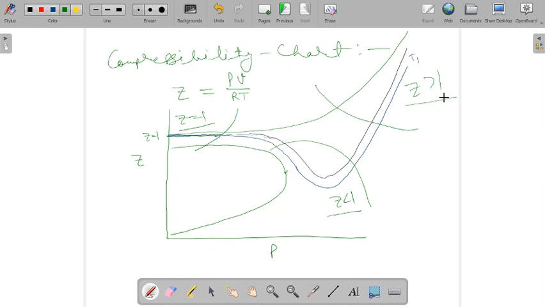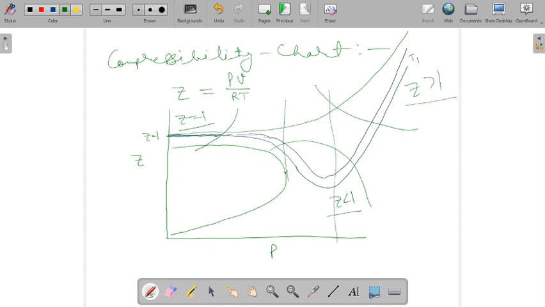Is this point clear? So one interesting fact we can see is that at very low pressure, almost at all temperatures, gases behave as ideal gas. Another point is that at very high temperatures also, and moderate pressures.